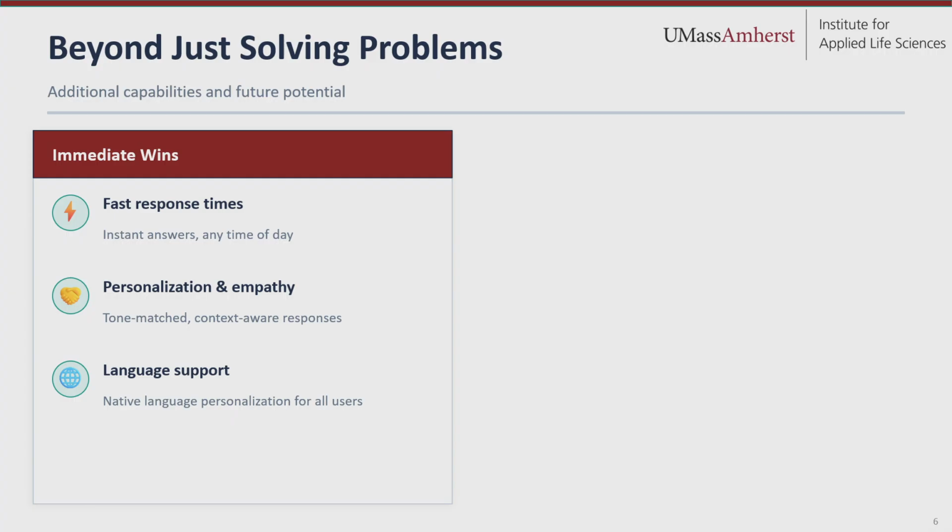And language support, this is something I've not implemented yet, but the idea here is that even though this chatbot has been trained in English, it knows translation. So if a user begins typing in their native language, asking it questions, it should be able to switch and speak to the user in their own language.